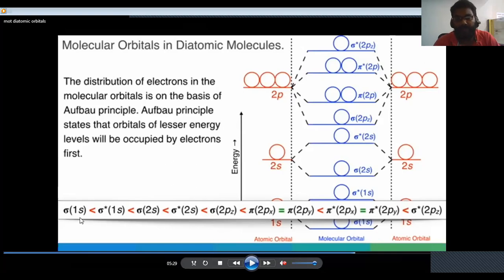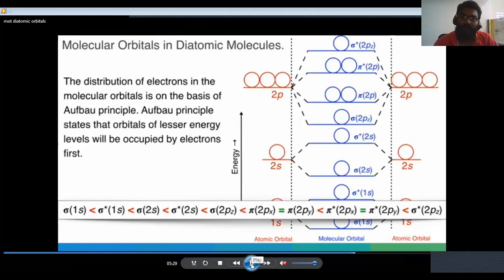That is important, right? This is the order. Molecular orbitals are arranged in increasing order of energy, like this. We should write it like this. This is the important thing.